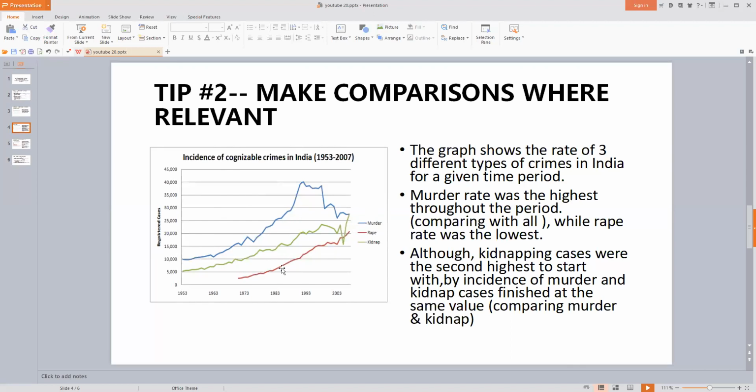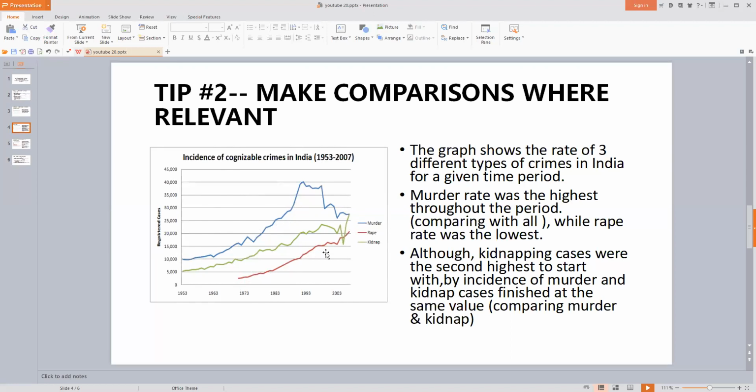Whereas this red line is the number of registered cases of rape. You can see that overall it was always the lowest. So when we are comparing all these 3 things, we realize that murder rate was the highest, while the rape rate was the lowest. Okay, so this is one point that you could write while making comparisons.